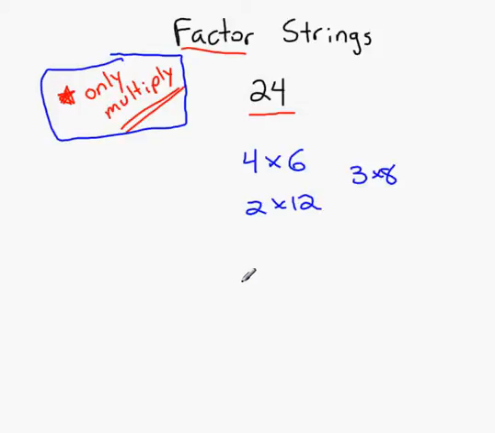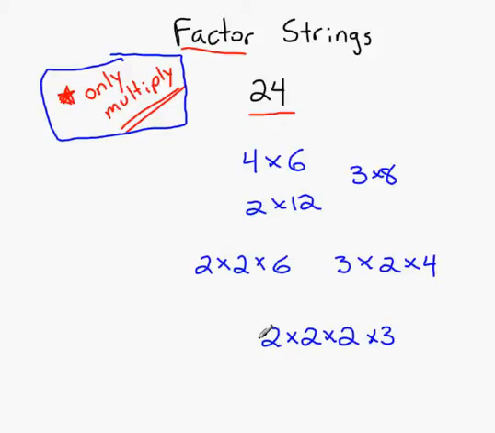But if you think a little deeper, you can come up with some more complex factor strings. The only rule is you're only allowed to multiply. So what if I did 2 times 2 times 6? Or what if I did 3 times 2 times 4? 2 times 2 is 4, times 6 is 24. 3 times 2 is 6, times 4 is 24. And what if I went even further with this, and I broke it down even more, and I went 2 times 2 times 2 times 3. 2 times 2 is 4, times 2 is 8, times 3 is 24.